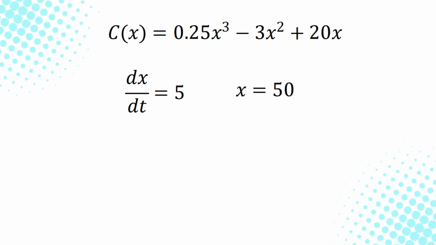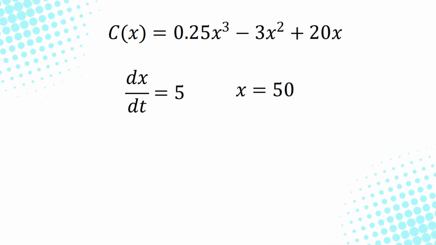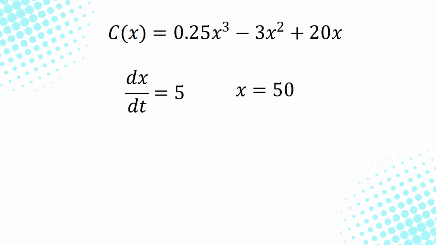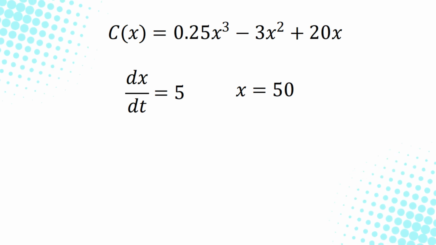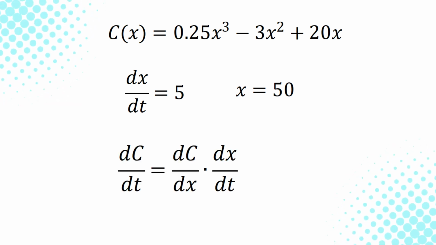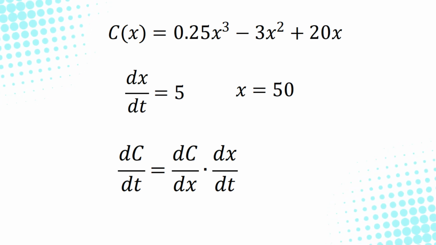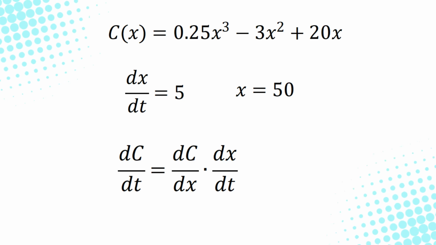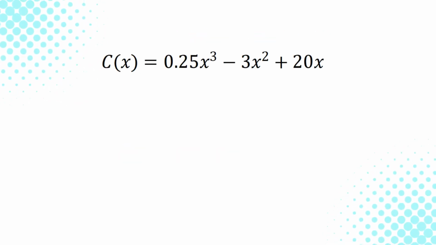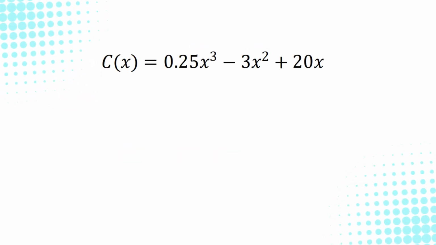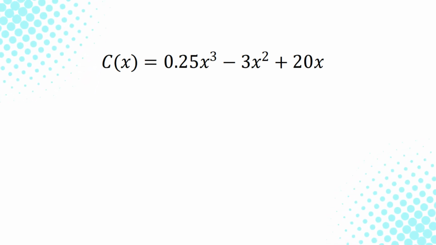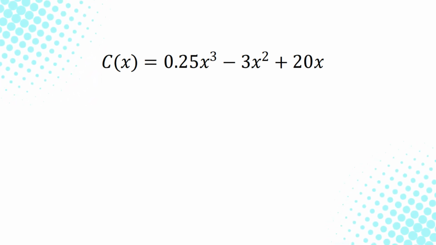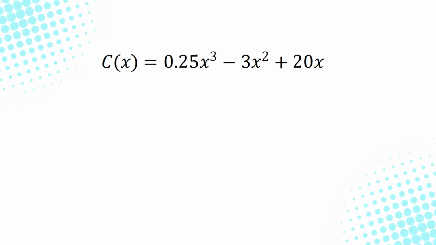To solve this, we compute the rate of change of the cost dc over dt using the chain rule of differentiation. dc over dt equals dc over dx multiplied by dx over dt. To find dc over dx, we take the derivative of c of x equals 0.25x cubed minus 3x squared plus 20x.